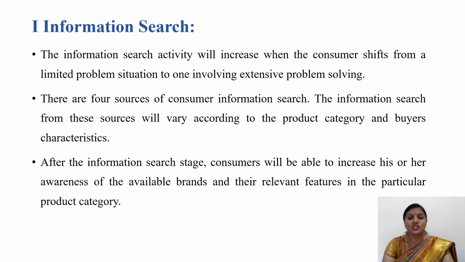The information search from these sources will vary according to the product category and the buyer's characteristics also. After the information search stage, the consumer will be able to increase his or her awareness of the available brands and their relative features in a particular product category. So the marketer can carry out a research program and recognize those sources preferred by the consumer in order to help the marketer come up with the marketing mix.